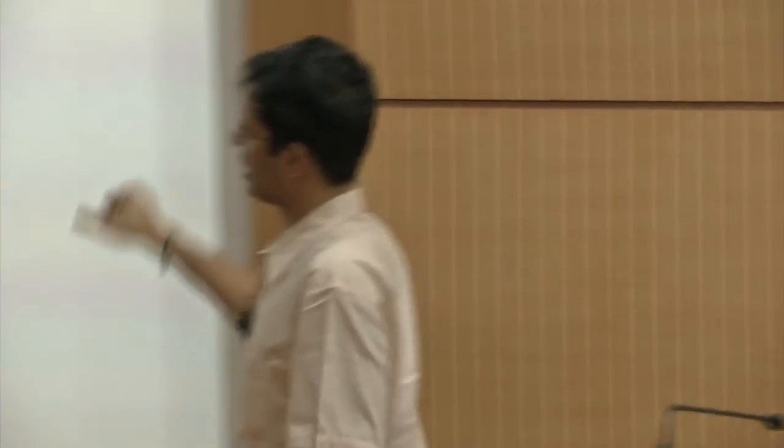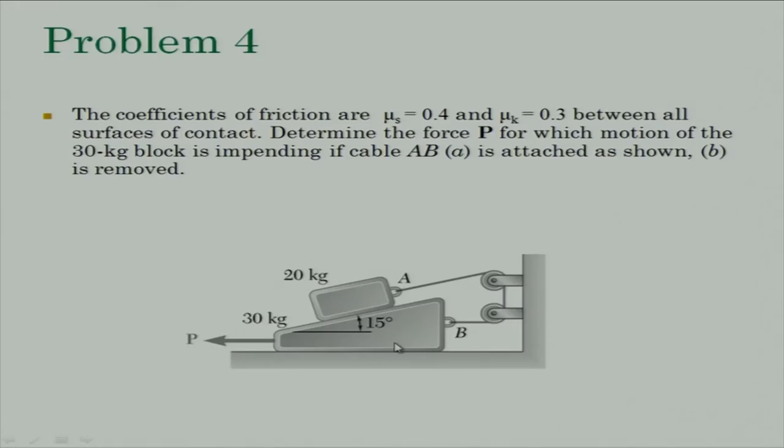as we did before. Now, if the motion of block B is impending in the right direction, what is the direction of friction acting on block B? In the opposite direction. Right, left? Opposite, because I see from this side. So the impending motion of block B is this way, the friction will act in the opposite direction.